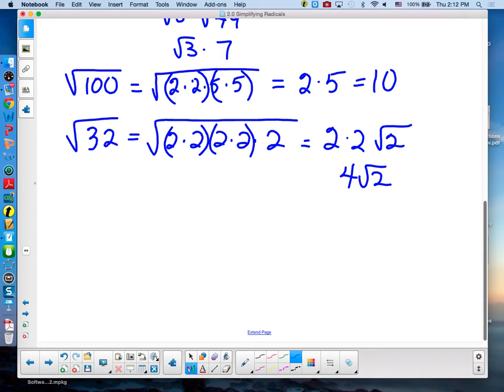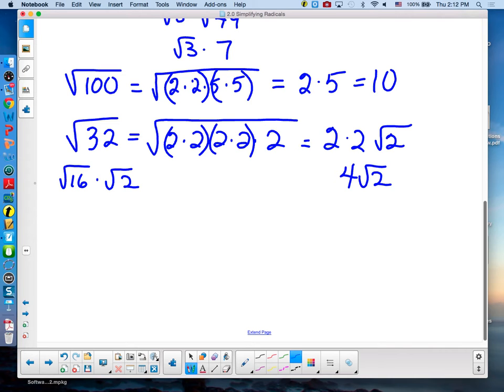Now for those of you that are good at dividing and you know your perfect squares, let's see if that makes sense. If I think of the square root of 32 as the square root of 16 times the square root of 2, what's the square root of 16? Times the square root of 2. So if you are good at factoring, you can do it more quickly, by dividing.